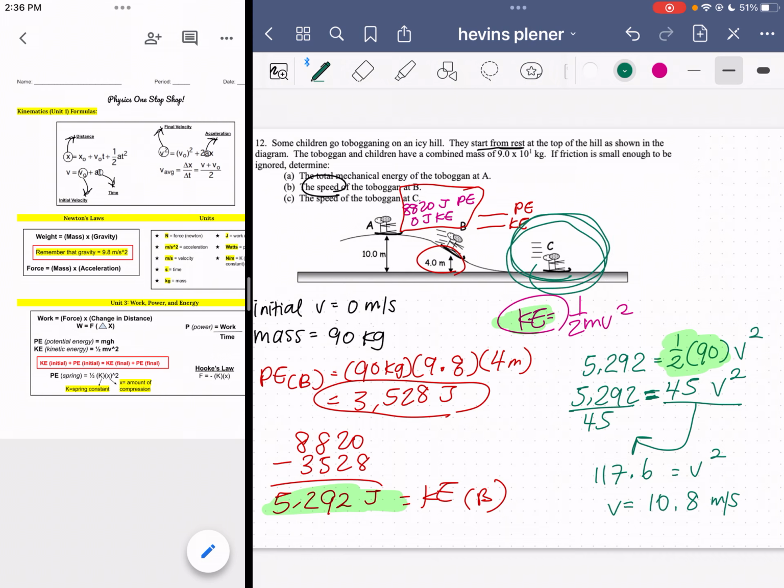And then you would find C. The trick with C, though, is the potential energy would be 0 because they're already at the bottom. So whatever you find, you would find your kinetic energy, and then you would do the same thing like we did over here.